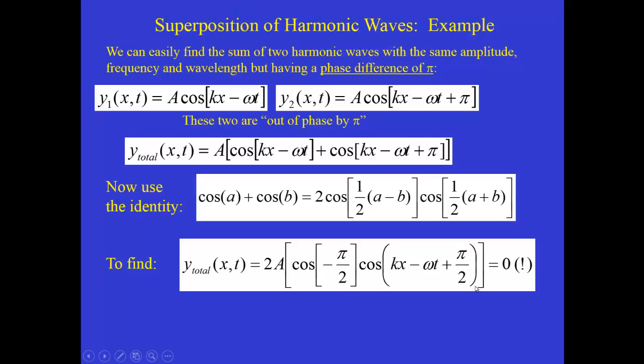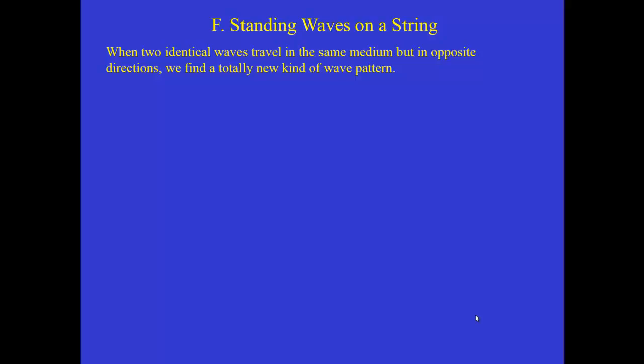And notice the interesting fact that because we have this term cosine of negative pi over 2, it has the value 0. And therefore the total wave is equal to 0. And so what this means is we have an example of complete destructive interference, where not only is the amplitude of the net wave less than either individual wave, it's actually equal to 0. And when we have complete destructive or complete constructive interference, there are usually very striking phenomena that we can observe. So now let's look at a slightly different example of superposition by considering standing waves on a string.